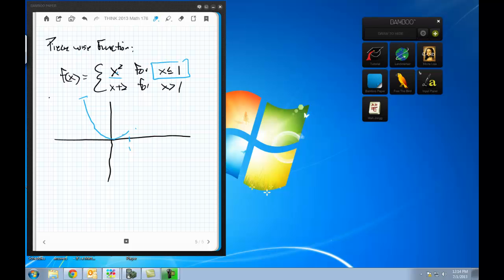Now it's equal to 1, so that means that it contains the point f of 1. If I had to, I could plug it in here. F of 1, this is just scratch work, equals 1 squared, aka 1. So this point right here at 1 comma 1 is actually contained in this part of the function.